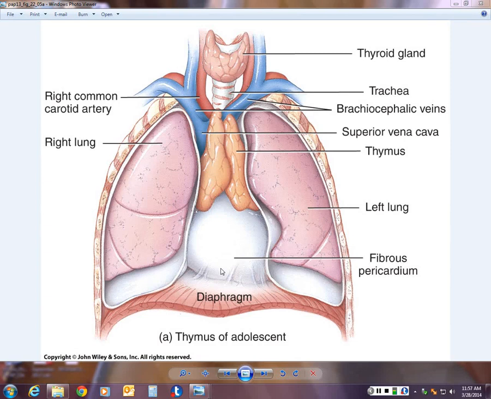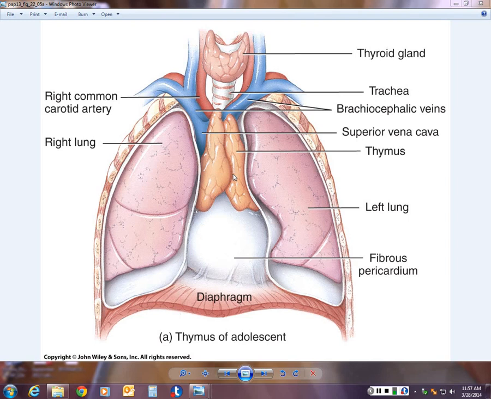So here we have the thymus, which is a primary lymphatic organ. The thymus is going to be the site where T cells mature. So when you hear T lymphocytes, it's actually implying that the thymus is where those cells mature. Grossly, the thymus is located within the mediastinum. It's situated directly on top of the heart. It is a bilobed organ, meaning that it has two lobes.